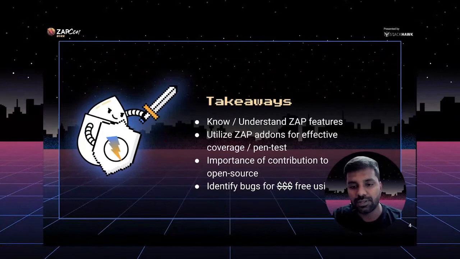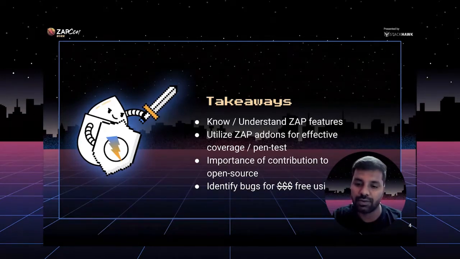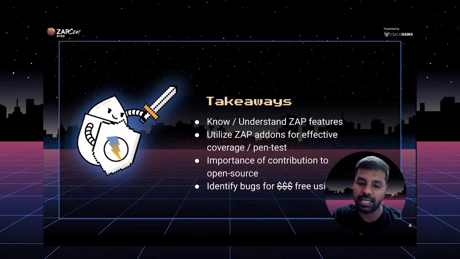And this is the most important point: the importance of contribution to open source. How important it is to contribute to powerful tools like ZAP, and how we can make it get better and better. And last, you can identify bugs for free using ZAP. Meaning that if you are a bug bounty hunter or penetration tester, you don't need to rely on any other tool. You can completely rely on ZAP for doing your tests.